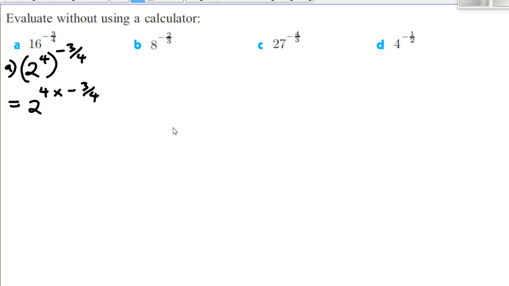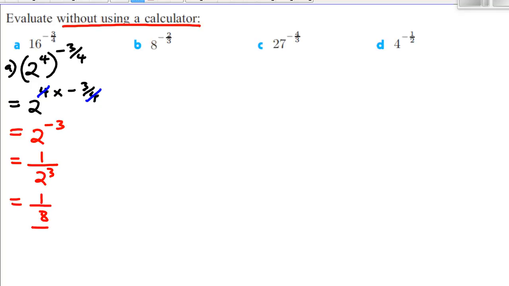Now, same thing, cancel that and that, gone. We end up with 2 to the power negative 3. Now, if we want to write our answer without that negative power, we can use our knowledge on negative indices to simplify that as 1 over 2 to the power of 3. Remember here we are without using a calculator. You know that 2 to the power 3 is 8, so you can say 1 over 8 is your final answer.